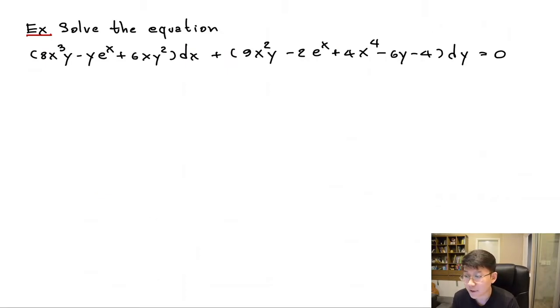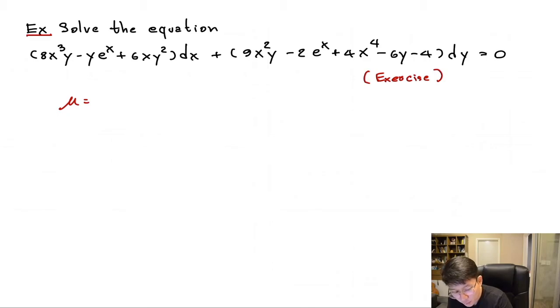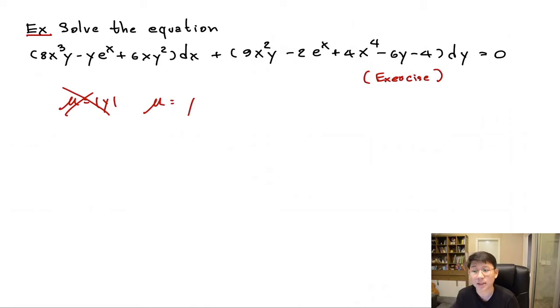Okay guys, for this question you can do it as an exercise. I'll tell you that the mu is actually absolute y. As you know, it can be y or minus y, but it's the same as in the previous question. You can just use it as y, you don't need to care about the minus y, because multiplying the whole equation by y or minus y is the same.